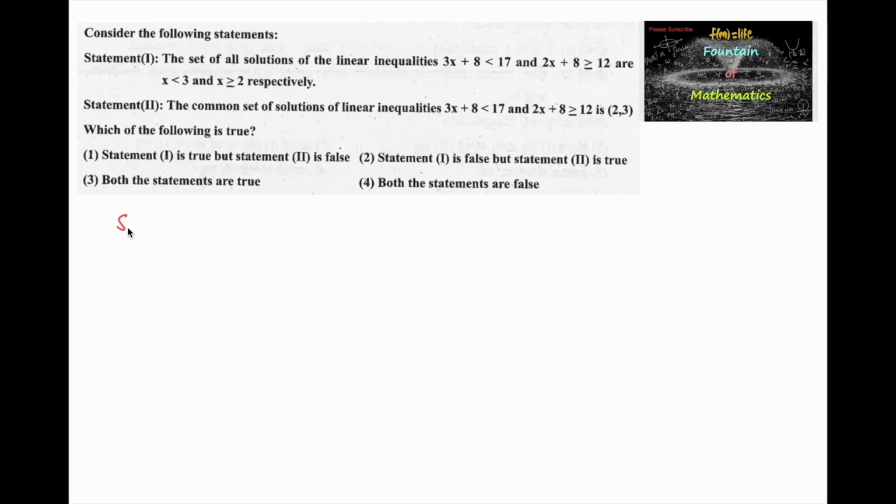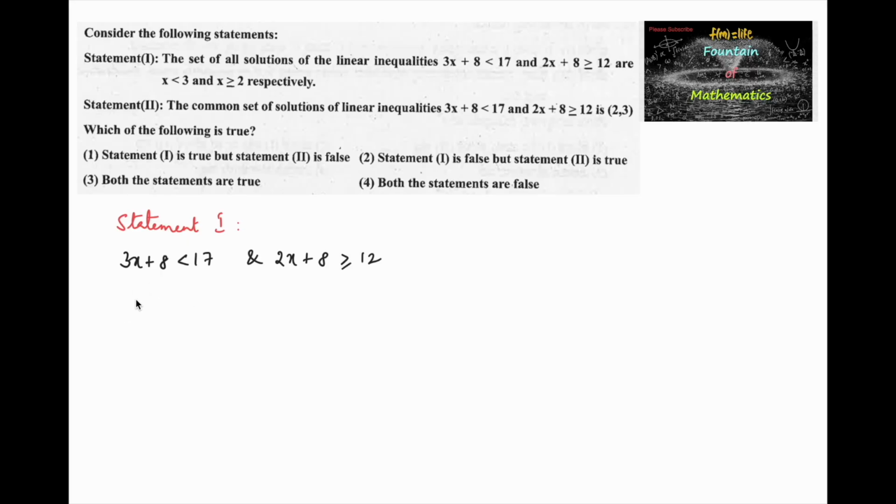Given in statement 1, two inequalities: 3x plus 8 is smaller than 17 and 2x plus 8 is greater than or equal to 12. So let us solve the inequalities.